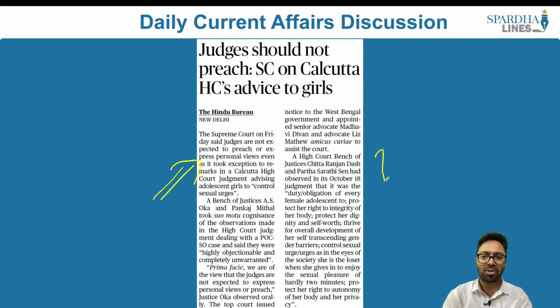These are words that are not expected. The court should generally not be giving any moral lessons, but instead it should stick to the law and the contours of the Constitution, and ultimately judges should not preach, says the Supreme Court of India. So you can use this whenever you are writing your answers in your mains answer writing.